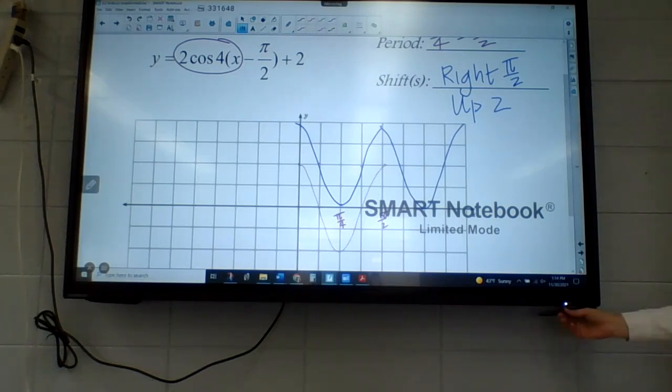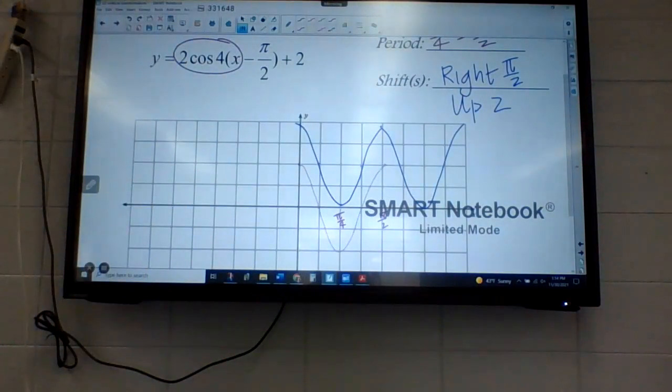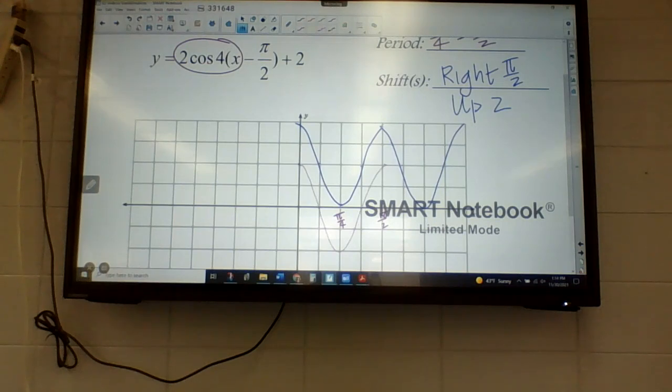Okay, questions? So whatever makes the most sense to you in terms of drawing the original graph and the new graph, if you need different colors or again, whatever works for you is fine with me.